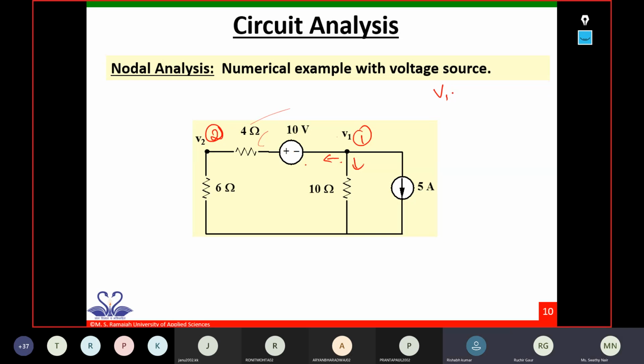V1 by 10. V1 minus 10. Minus 10. Why? Because here at this point minus has come. Okay. V1 minus 10 minus V2 divided by 4, plus V1 by 10, plus 5, is equal to 0.